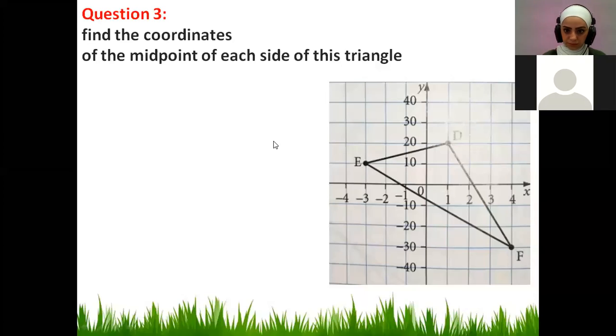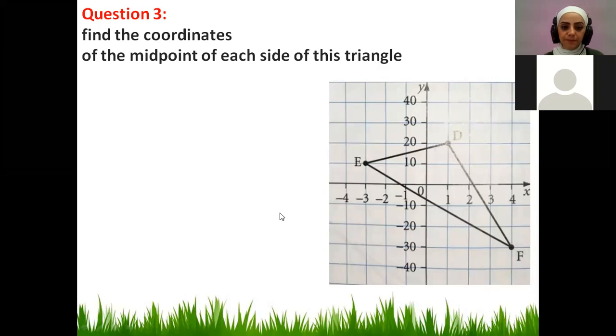The coordinates of E is -3 and 10. Excellent. And the coordinates of D is 1, 20. So -3 plus 1, different signs so we subtract, it's -2. Yes, excellent. -2 over 2 is -1. So Lian is done with the X axis of the midpoint. -3 plus 1, different signs, so it's -2 divided by 2 is -1.